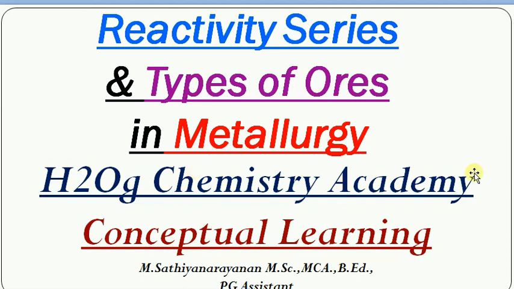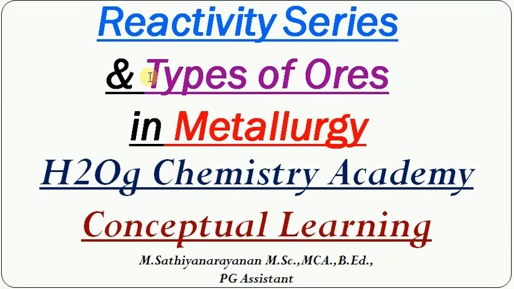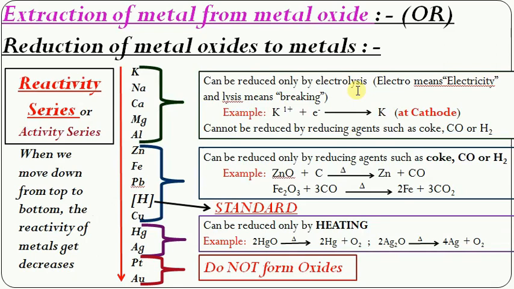In this video, we are going to learn the topic called Reactivity Series and Type of Ores. Let's go to the first topic, Reactivity Series. The metals arranged based on their reactivity in a series is called the reactivity series. In the series, the top position is occupied by potassium, the last position is occupied by gold.